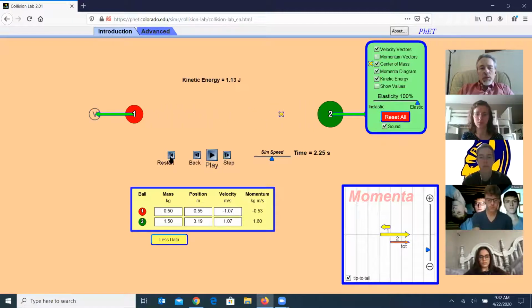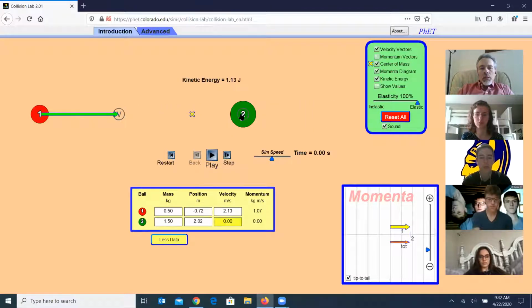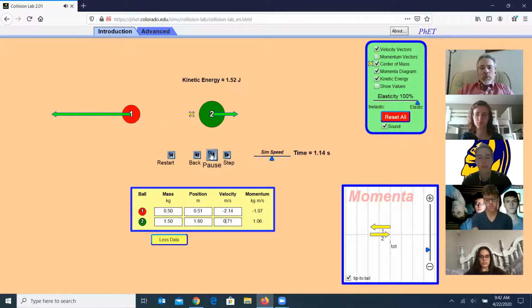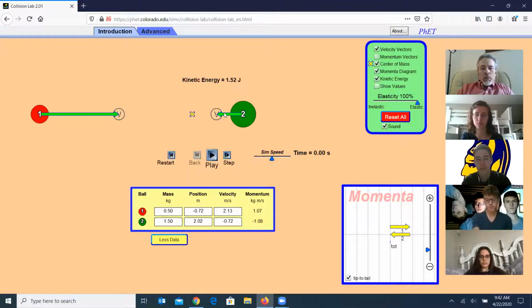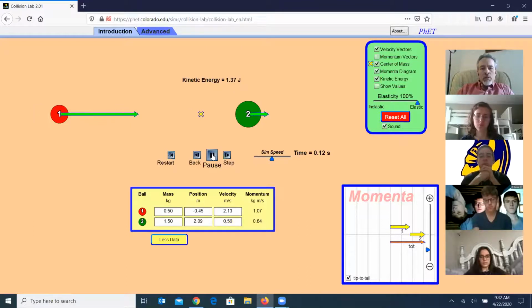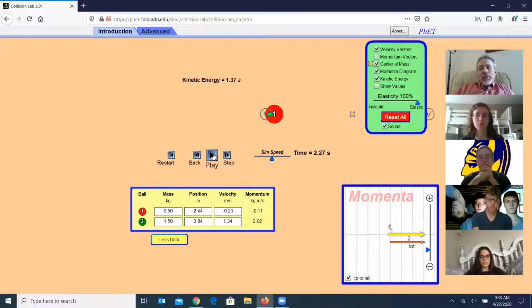So there's one possibility. They could be going like this. They could go like this. Okay, did anybody see anything that was interesting about this when it's an elastic collision? Kind of unmute yourself.